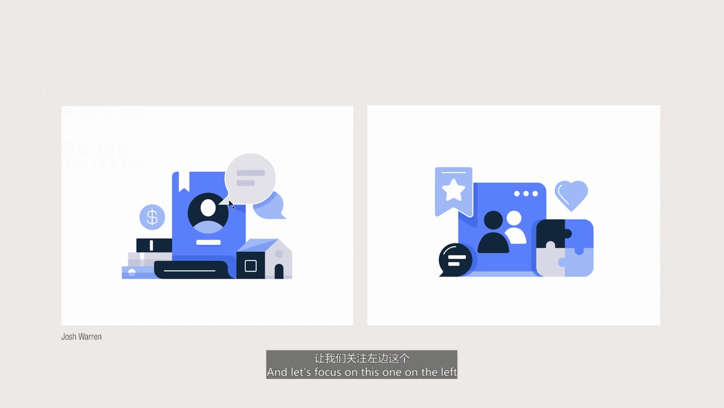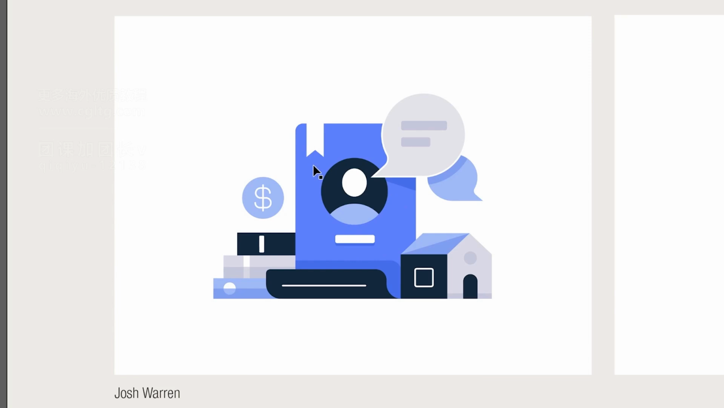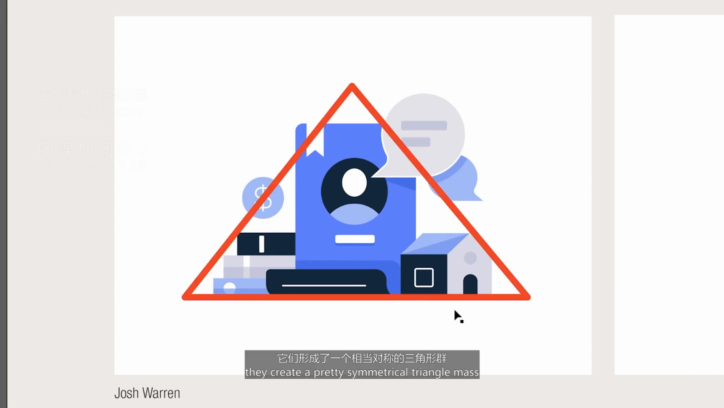And let's focus on this one on the left. We have one main centered element that is kind of holding everything together, and we have everything sitting on a baseline. And the shapes around it, even though they are all different, create a pretty symmetrical triangle mass. The books on the left are balanced by this house. They have similar colors in a similar amount.